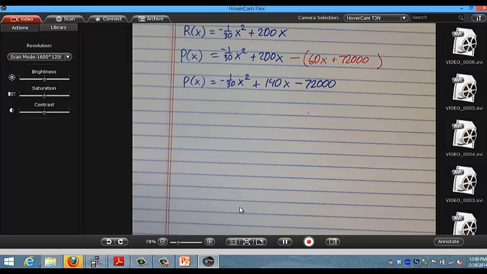Okay, next step. What are we doing? I think it said we want to compute the values of x that'll make this a positive profit, right? So how do you do that?